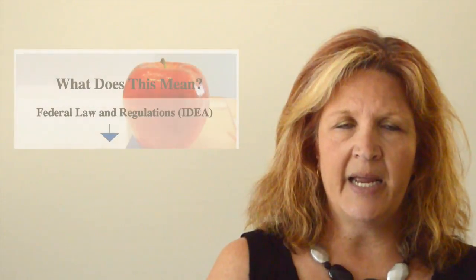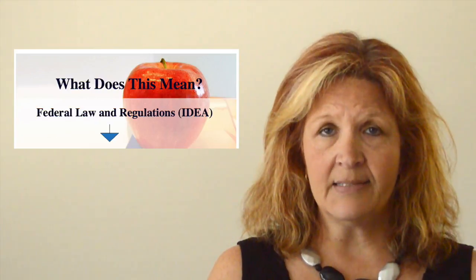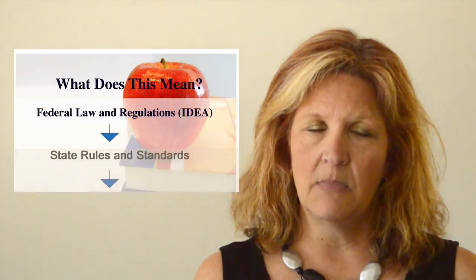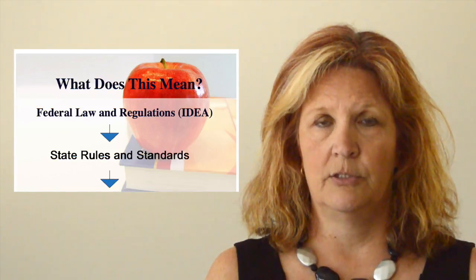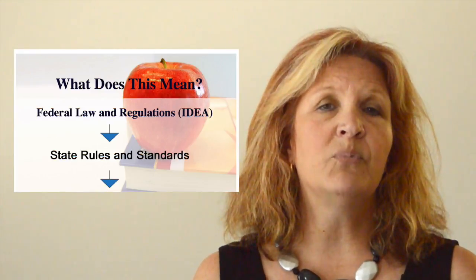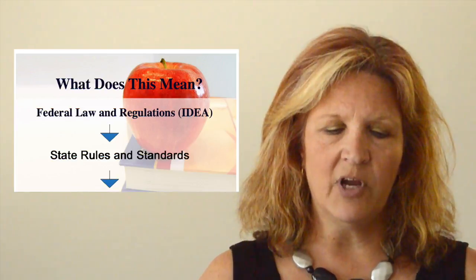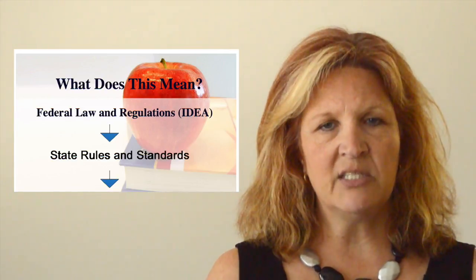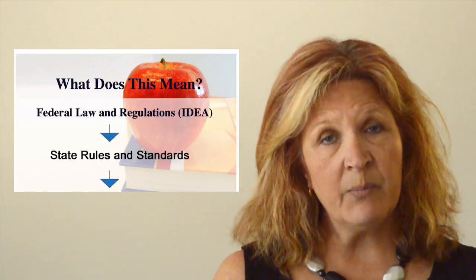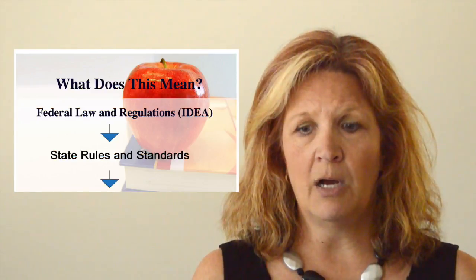So what does this all mean? And how does this kind of trickle down to you? Well, remember that IDEA is a federal law that includes regulations. Once that law is passed, it's given to the states. All 50 states are required to follow IDEA. But they're given a little bit of flexibility as to how they implement the law. So Georgia takes the law and they look at it and they decide for their population of students, what is the best way to implement this? And they come up with their own rules and regulations so that they can meet the qualifications of the law.